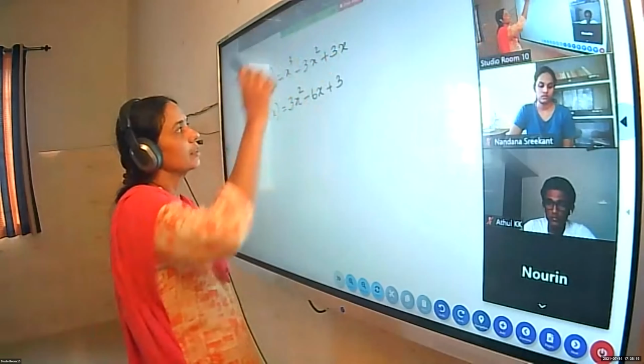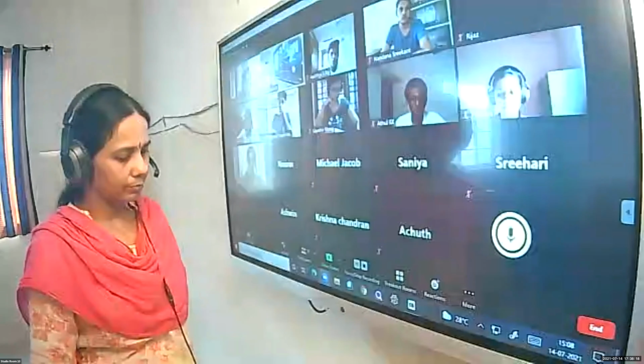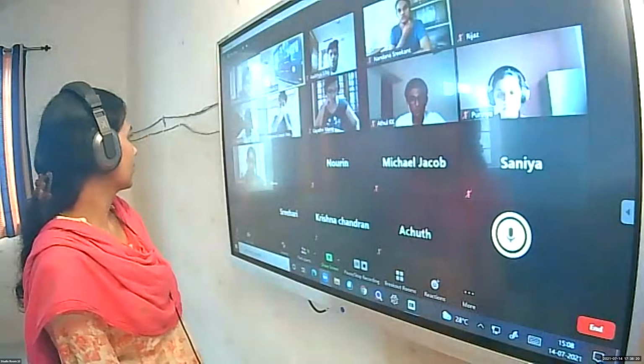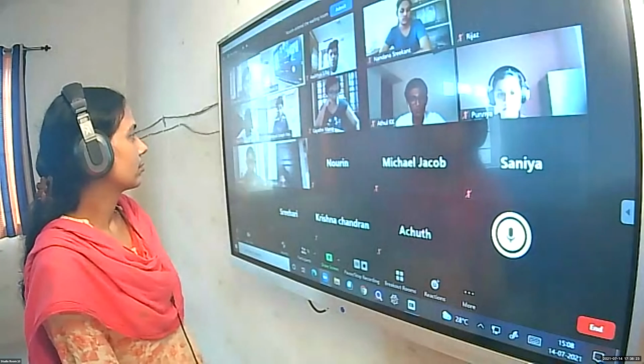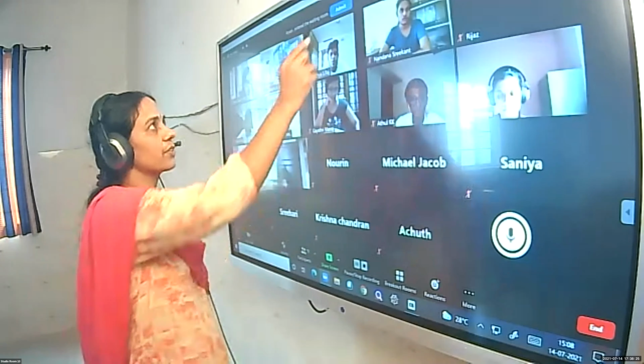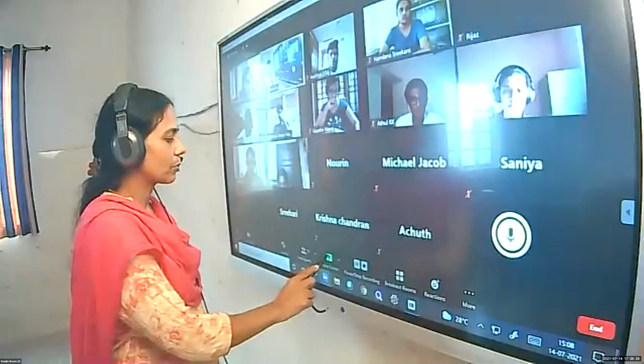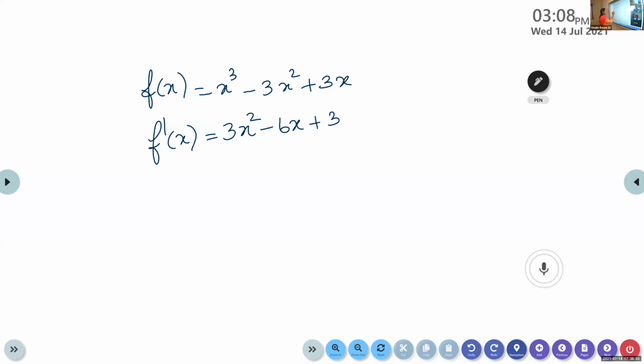Now listen children, here we are getting a function 3x square minus 6x plus 3. How can we prove that it is positive? If it is positive, then the function is increasing. How to prove this? Can we take 3 as common here? When we take 3 as common, we will get x square minus 2x plus 1. Is it correct?